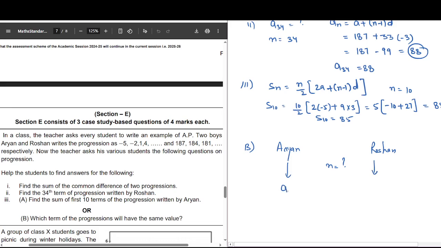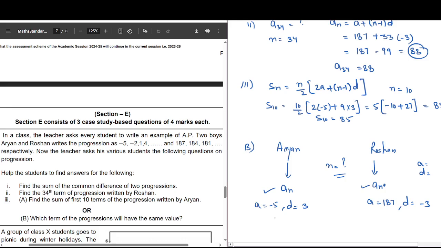Suppose we are taking for Aryan's arithmetic progression the term as an and here it is an dash. So we have to find the value of n, or we can consider it as n only, because here both the values of a and d are different. So we will find out the nth term for Aryan's progression, we will find out the nth term of Roshan's progression, and we will equate, and then we will find out the value of n. So here an is, we know the formula, an is a plus n minus 1 into d. For Aryan's progression, value of a is minus 5 and value of d is already calculated, that is 3. For Roshan's, a is 187 and d is minus 3.